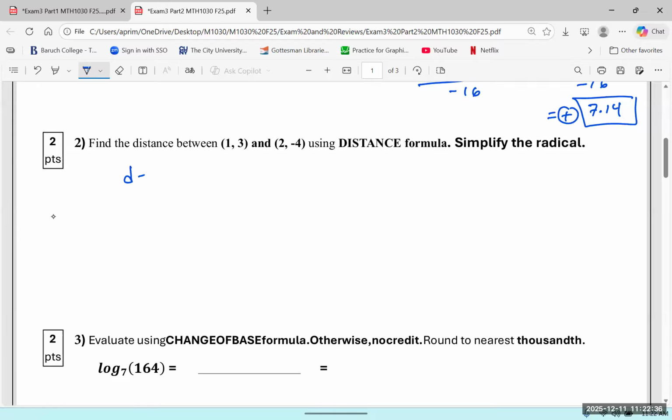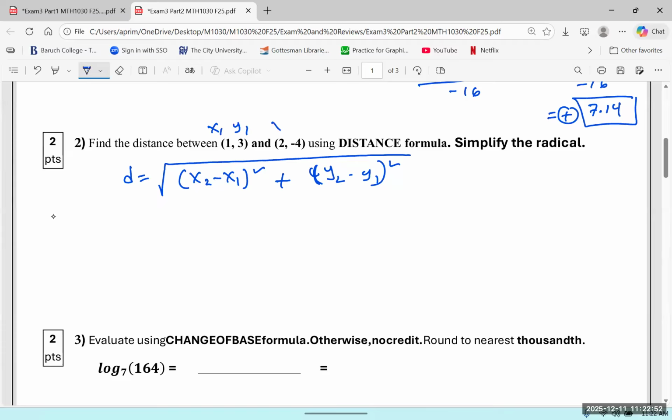So to remember the distance formula, it's x2 minus x1 square plus y2 minus y1 square, and then you take the square root. So we have x1, y1, x2, y2. So we get x2, so we have 2 minus 1 square plus negative 4 minus 3 square.